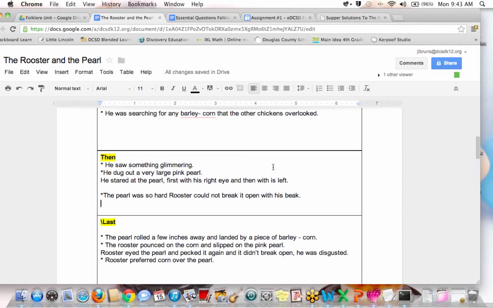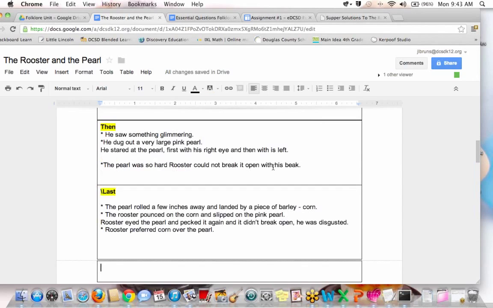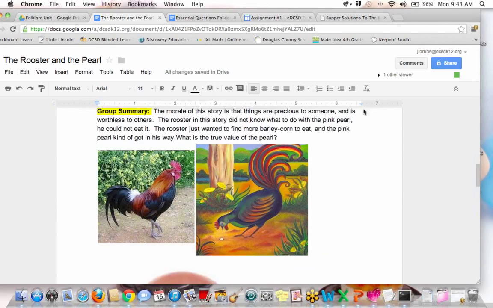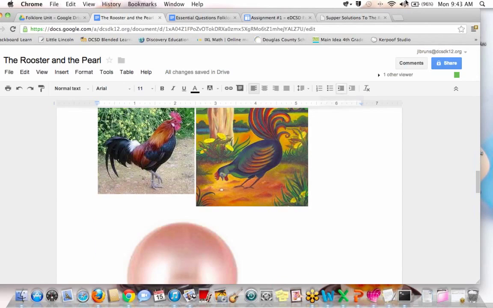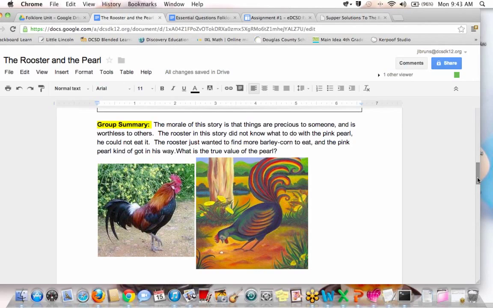So, let's look at what the group members said. The moral of this story is that some things are precious to someone and worthless to others. So, has anybody ever heard that expression, one man's trash is another man's treasure? I know you have. And there's even a song out right now that I think most of you have probably heard called Poppin' Tags and One Man's Trash is Another Man's Treasure.